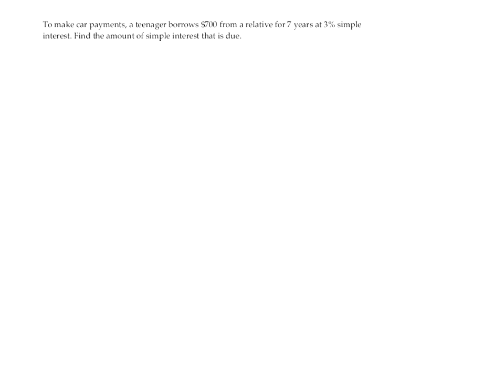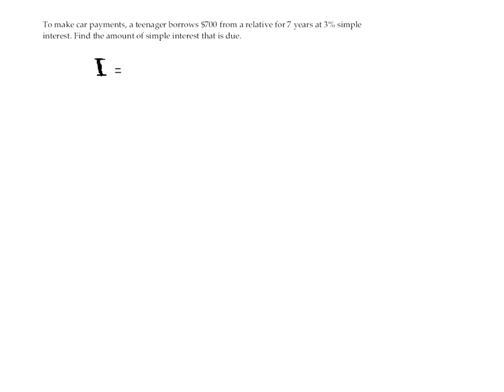Okay, Daisy, can you read this question for me? Then I'll set them up. To make car payments, a teenager borrows $700 from a relative for 7 years at 3% simple interest. Find the amount of simple interest that is due.